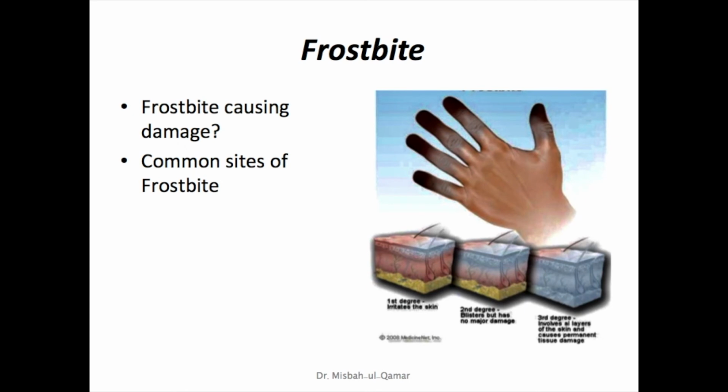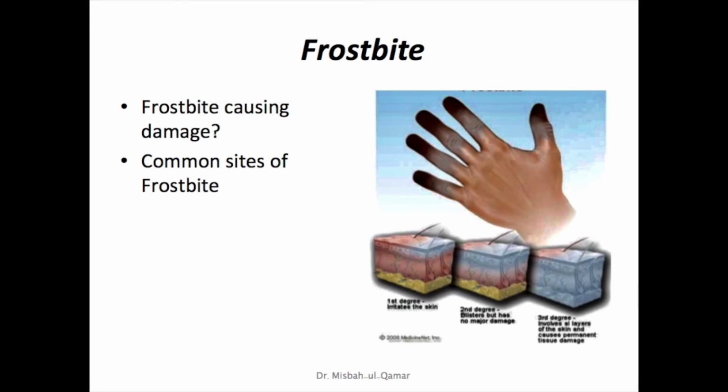Next, a localized presentation of hypothermia is frostbite, which is a term which you might have heard in some mountaineer based movies. Frostbite occurs when the body is exposed to extremely low temperatures. In other words, the surface area of the body can freeze upon exposure to cold, and this phenomenon is called frostbite. Now the question is, how does frostbite result in permanent damage?